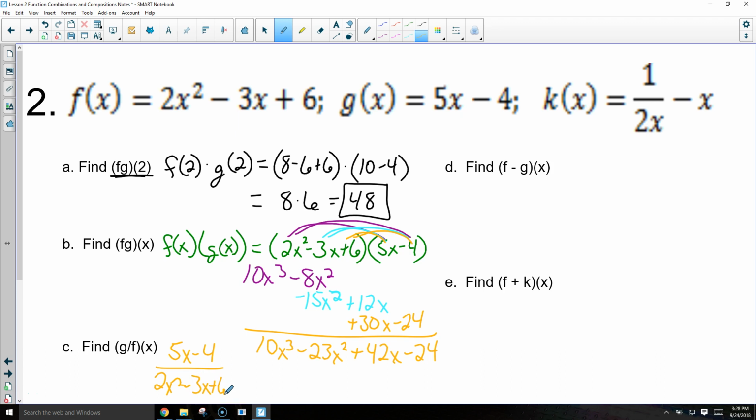We could factor this, but nothing's going to factor out to give me a 5x minus 4 because I can't get 2x squared. So this would be my final answer on that problem. Letter D asks us to find f minus g of x. So I'd take 2x squared minus 3x plus 6 and subtract 5x minus 4.